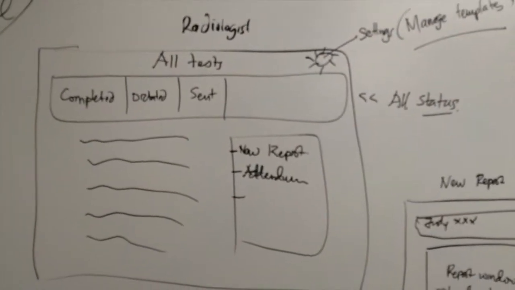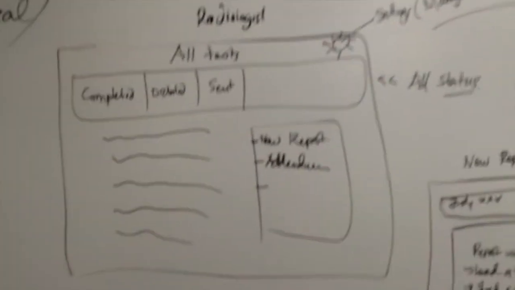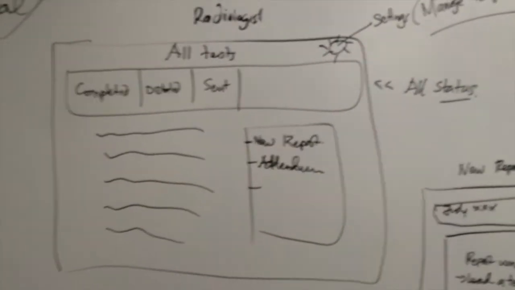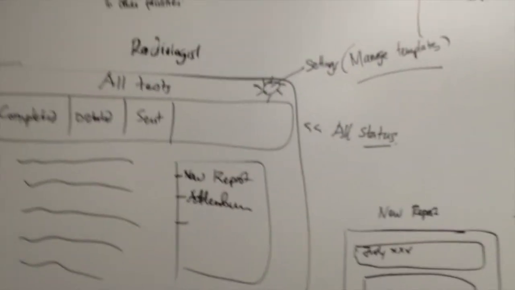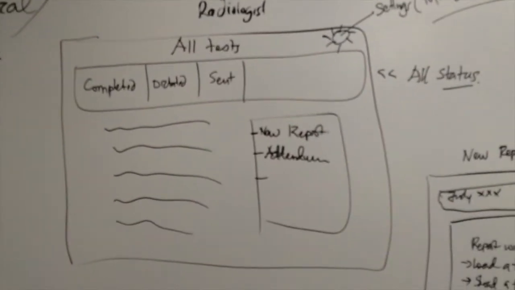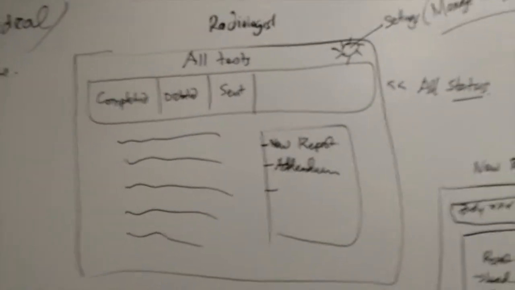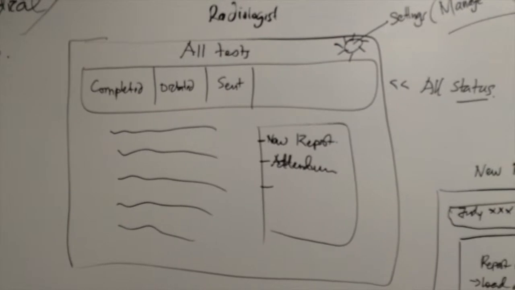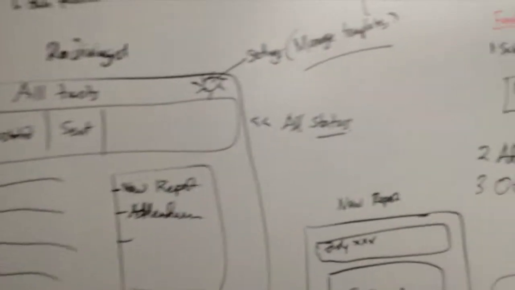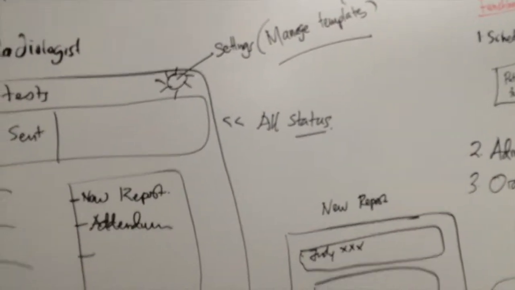Once you do, you should have a dashboard that shows all the tests that are there. You should be able to see completed tests. I think the completed tests, depending on the number of tests in the facility, should be limited, and this should be like a global property. You can see dictated tests, tests in sent status, just ordered tests. So here we're just catching all the statuses.